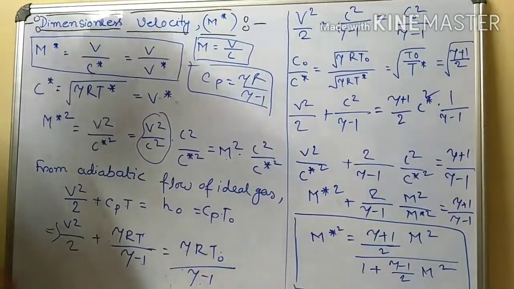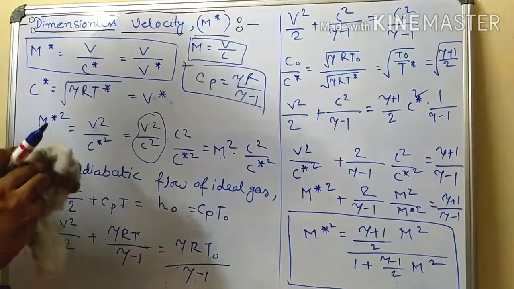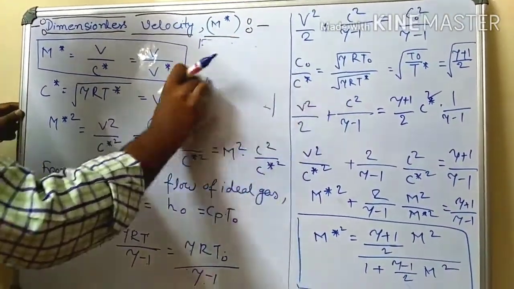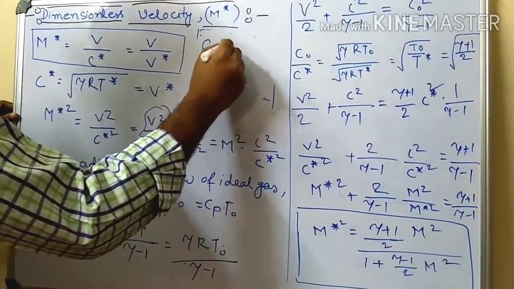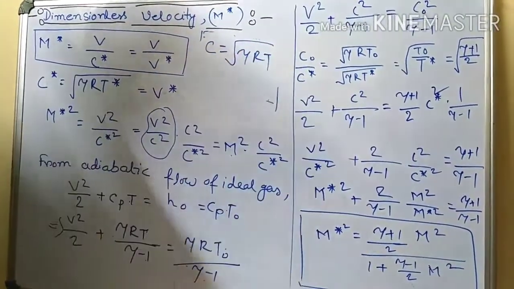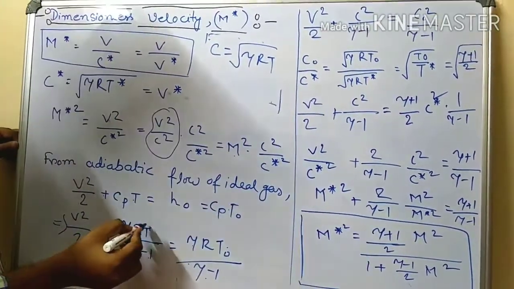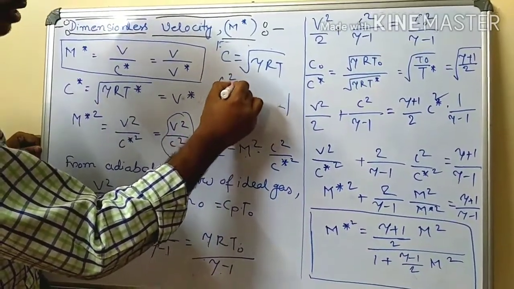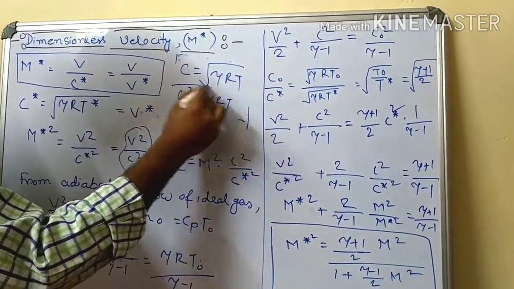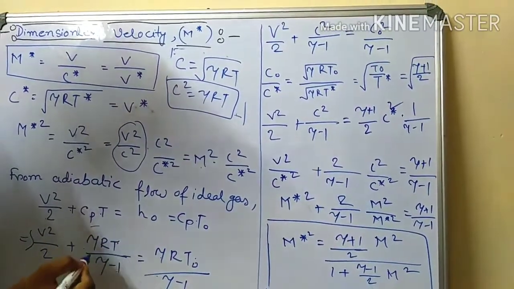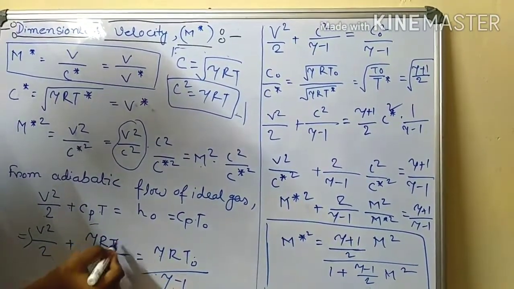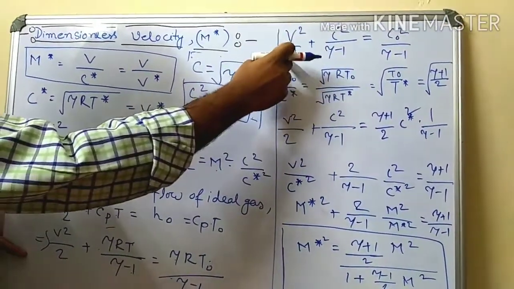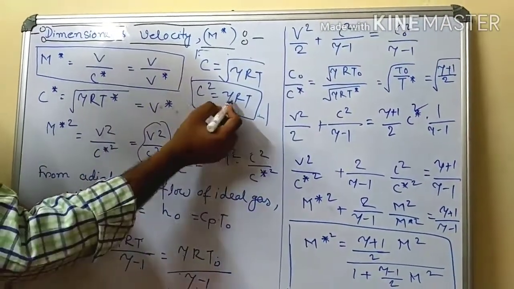As you know, for adiabatic flow, C is equal to the square root of gamma RT, right? So in this equation, that is basically gamma RT. If you write C square is equal to gamma RT, now it is here gamma RT. In terms of gamma RT, it is also written here. So v square by 2 plus gamma RT, and gamma RT is also written as C square.